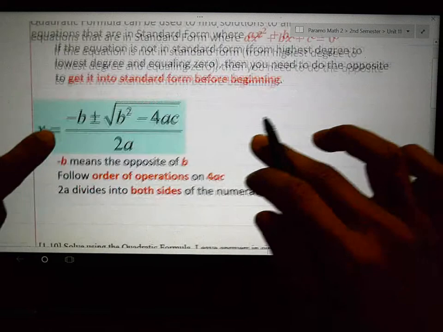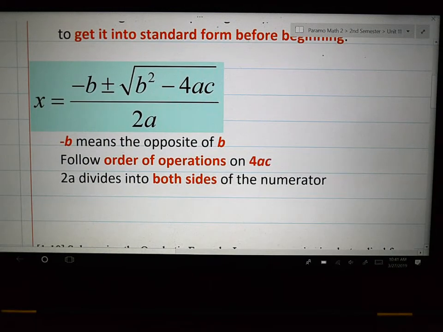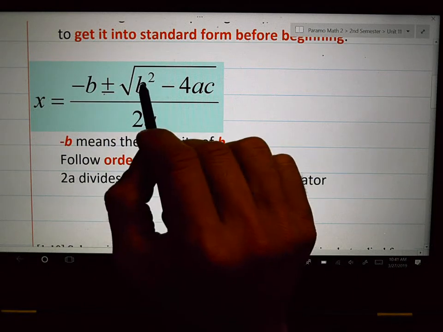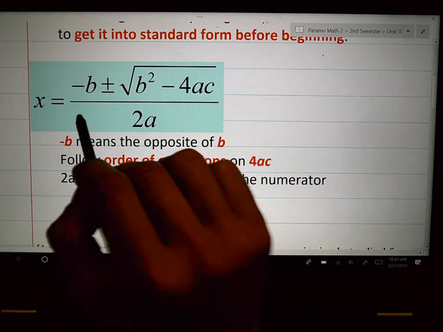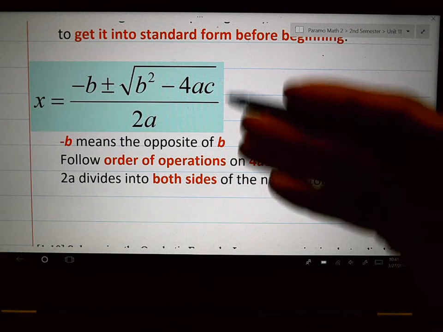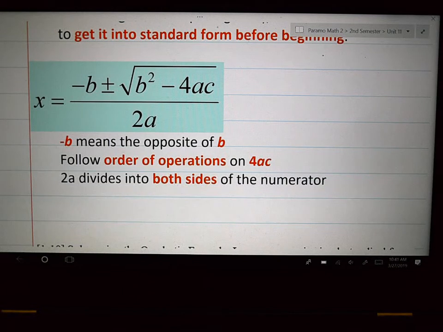The hardest part really is memorizing this formula. The formula is negative b plus or minus radical b squared minus 4ac over 2a. Now I know this is going to be weird for some of you, but I have heard other teachers down the hallway sing this to a tune you've heard before. What tune? Jingle Bells.